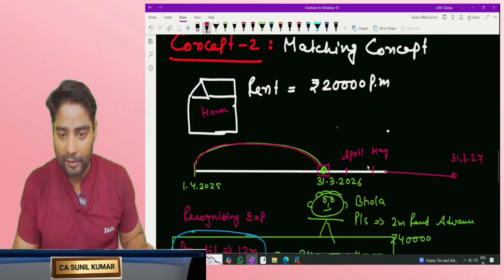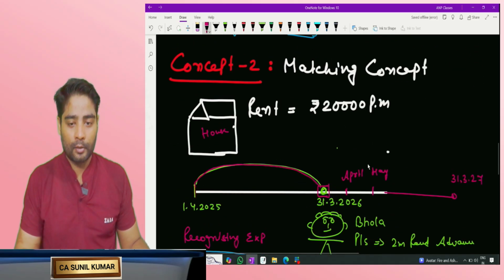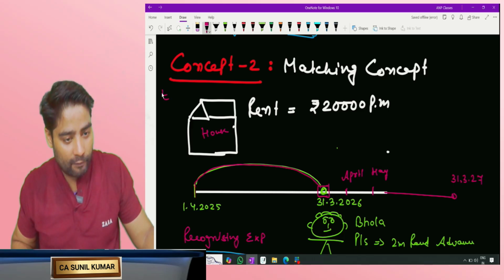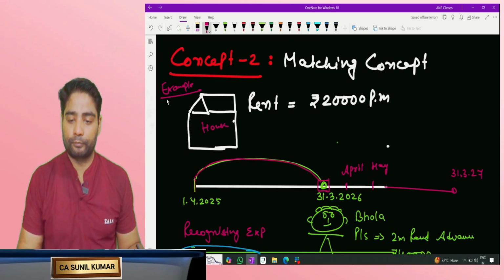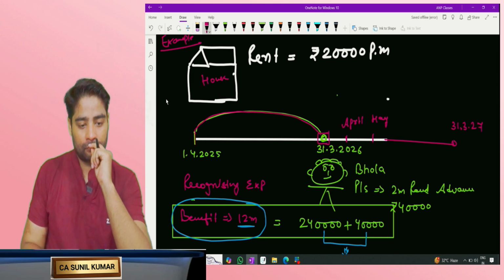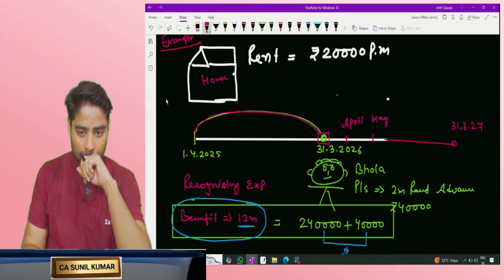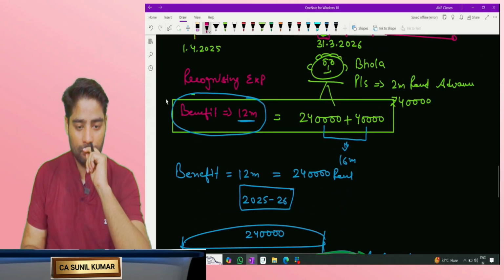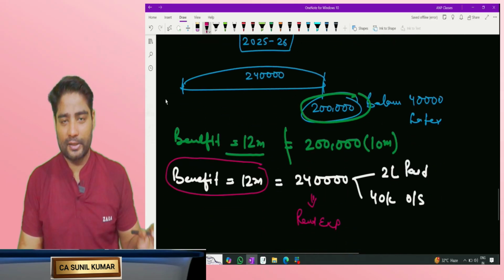Okay. So have you got the whole concept of the matching concept? Now write down. Have you written down the example? If not, I'm giving you time to write down the example. You can pause the video and write the whole example.